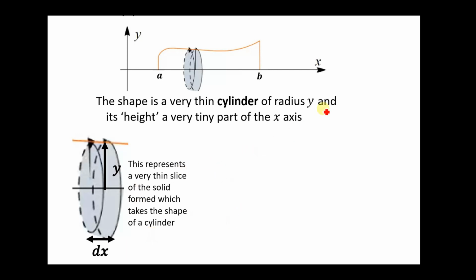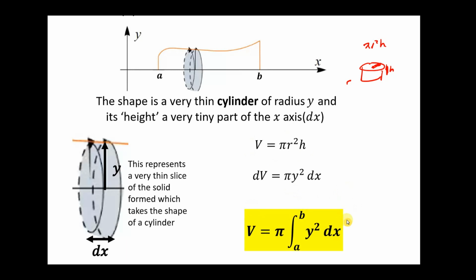The volume of a cylinder, as we know, is the area of the base, which is a circle, pi r squared, times how high it is, h. Pi r squared h, that's the volume of a cylinder. In this case, our cylinder has a radius of y, and the height of the cylinder is this small little dx. It's like a cylinder on its side almost. So the volume is pi r squared h, which will be pi y squared times dx.